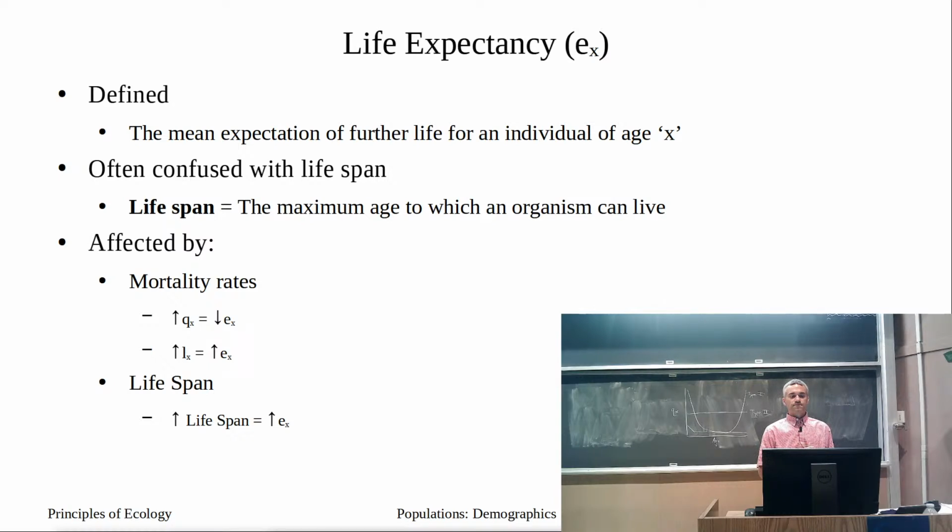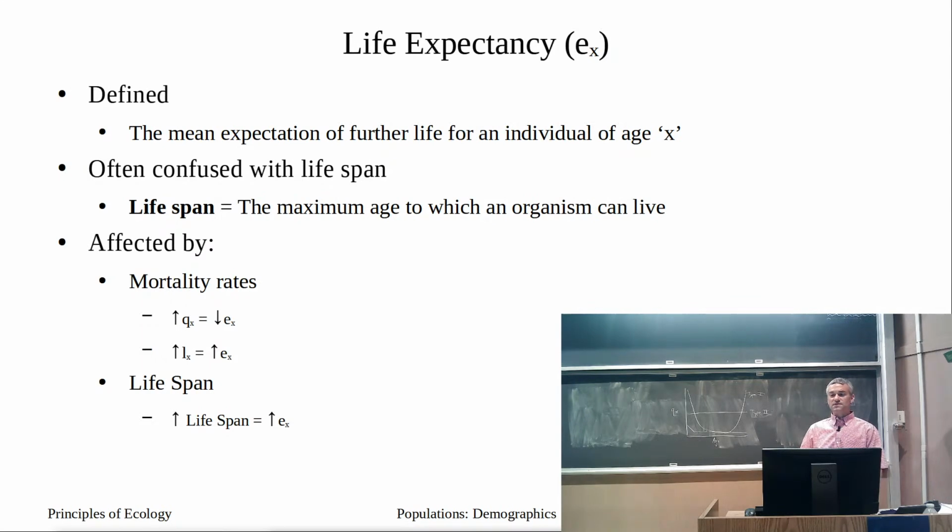We don't want to confuse this with lifespan. Lifespan is just the maximum age to which we can live, and that's going to be basically species specific. Human maximum age, you can say, what is it, about 100, maybe 95? And then you've got individual variation that's going to change that number. That's not our life expectancy.